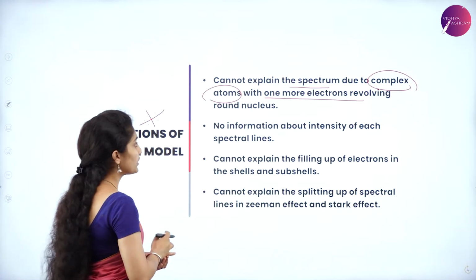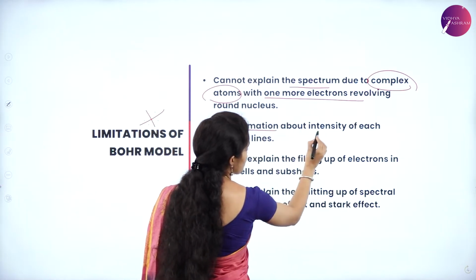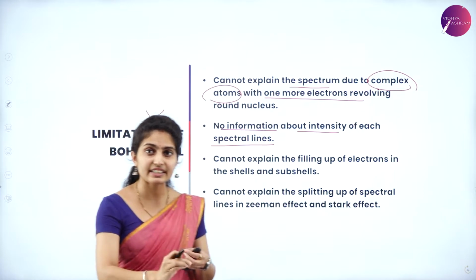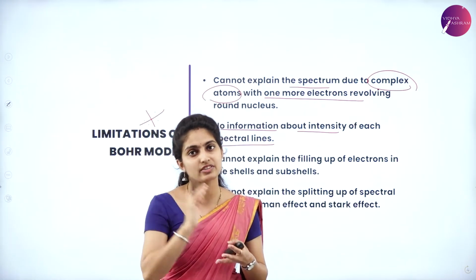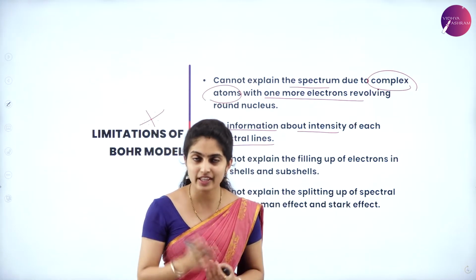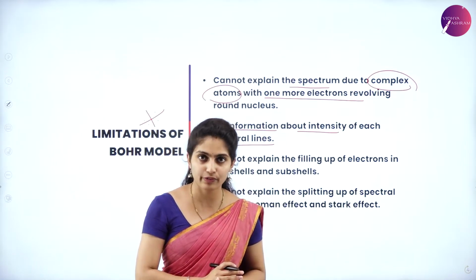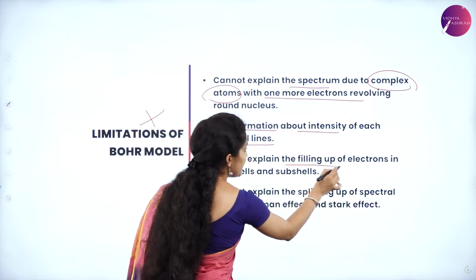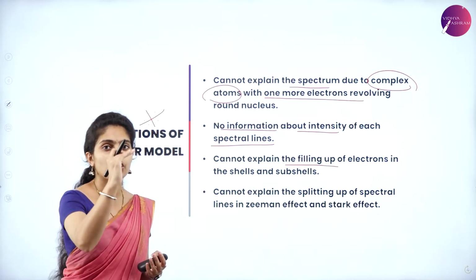And the second point is, there was no information about the intensity of each spectral line. What was the intensity of each and every spectral line? No information about that. So there also Bohr failed. And third, it did not explain the filling up of electrons in each of the subshells.